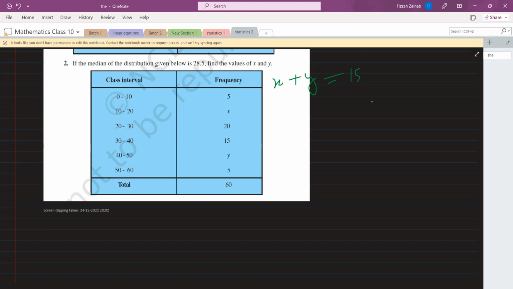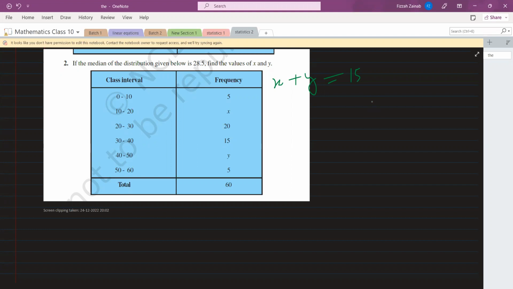Okay. Now see, the median is 28.5. So 28.5 will fall in which interval? Tell me. Come on. 28.5 will fall in which class here? 20 to 30, obviously. So 20 to 30 is your median class. So how much is small l? What is the lower limit of this median class? 20. Okay.